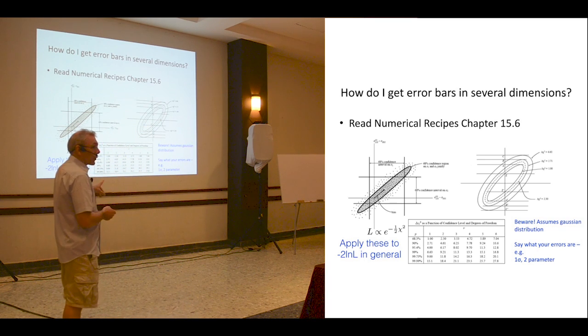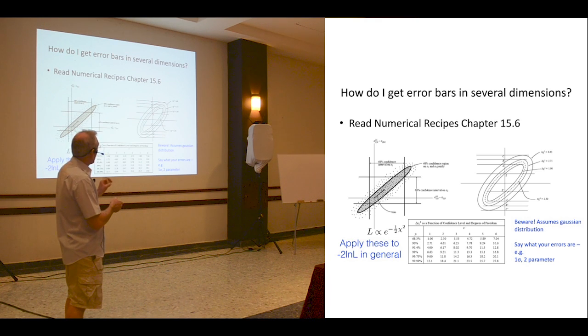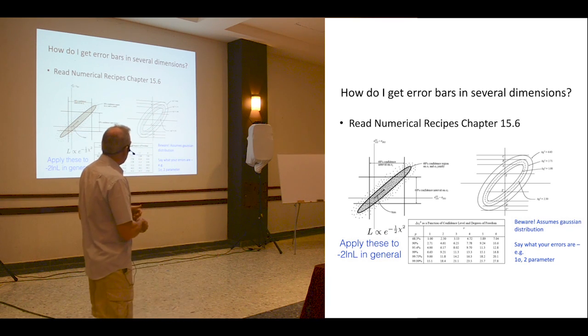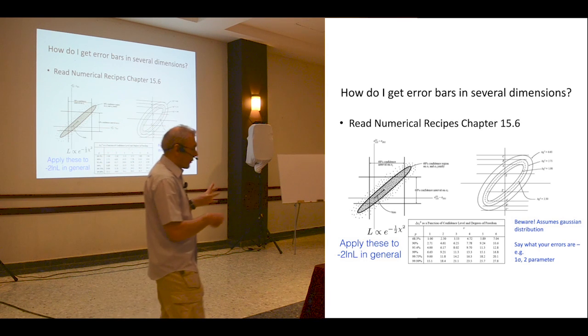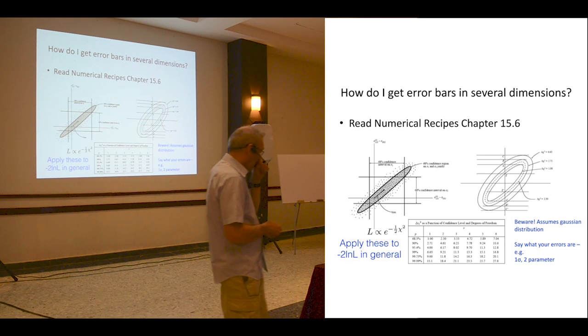But whatever you do, make sure that you say what your errors are, because sometimes people just say the 1 sigma error bar is such and such. And I have no idea whether it means that 68% of the probability of both parameters lies within that range, or the probability of one parameter lying in the range. So make sure that you specify, if this is Gaussian, that if you say it's 1 sigma, that refers to the joint distribution of 2 parameters or a single one.